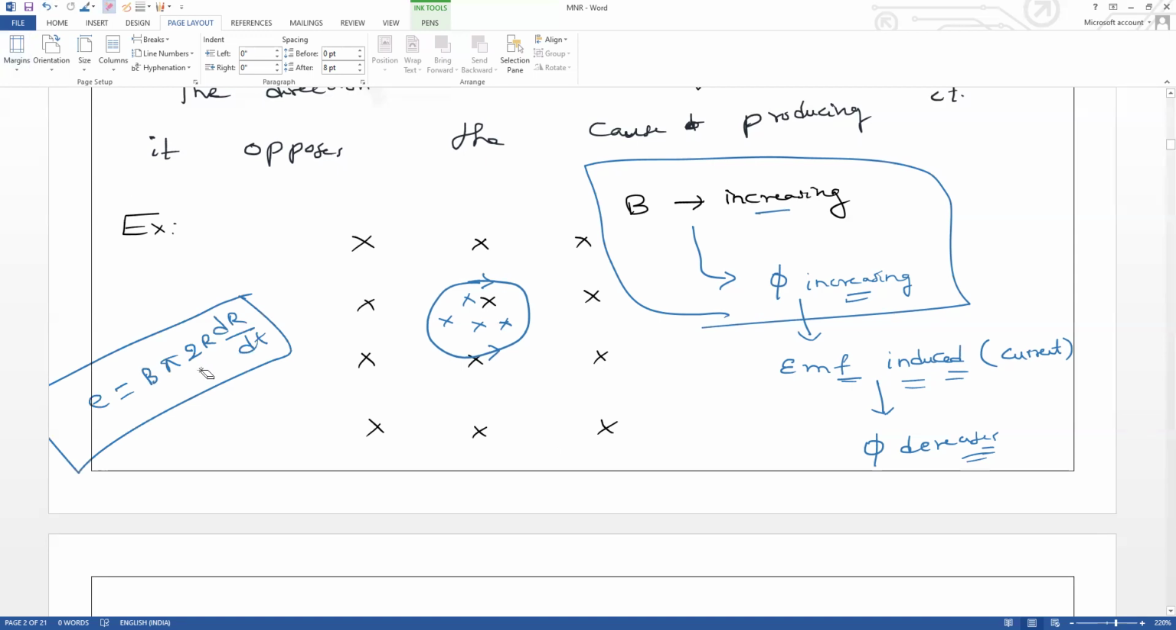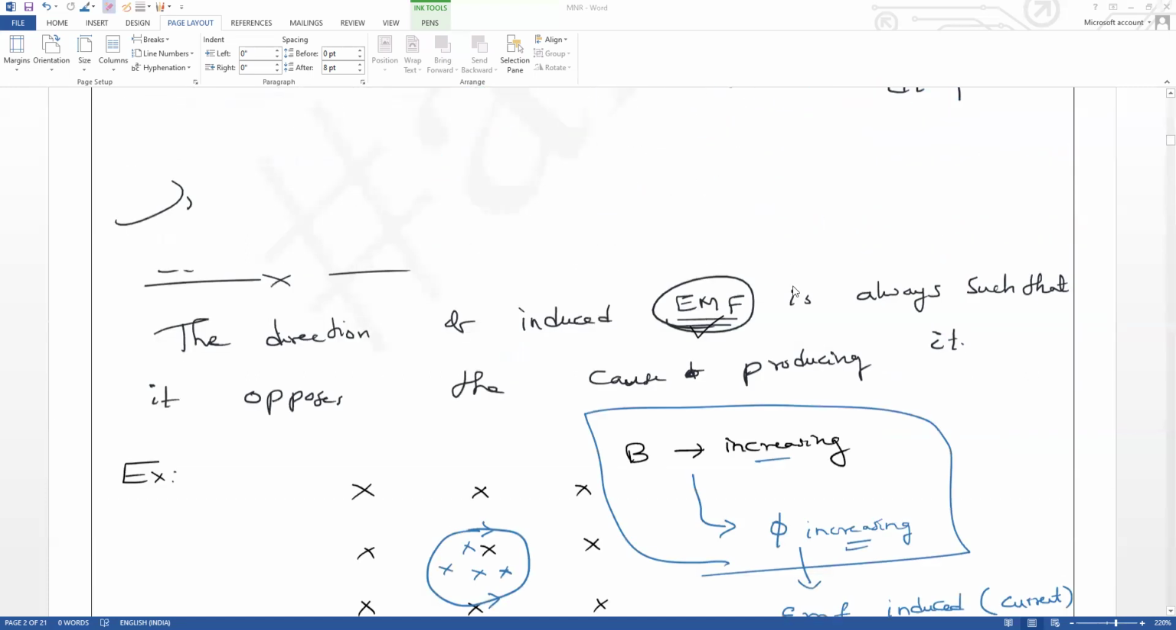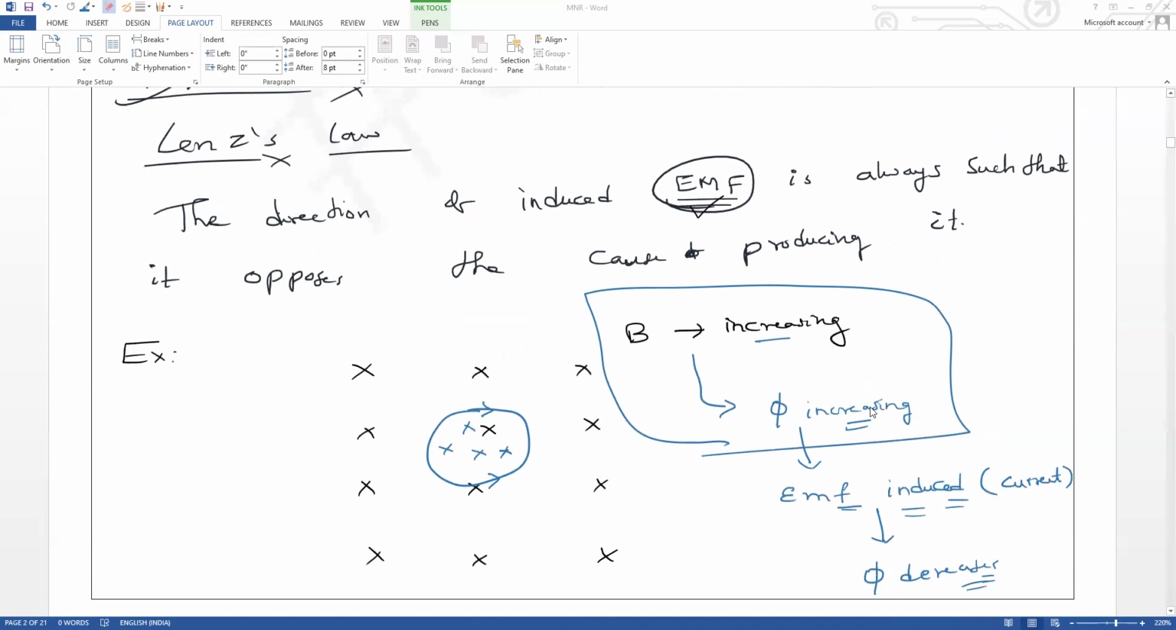Numerical formula. Anybody remember? Yes, sir. So remember, all of you, if B increases, because this is increasing, then phi also increases. Phi means what? Magnetic flux. So if the magnetic field increases, magnetic flux also increases. The number of field lines passing through increases.